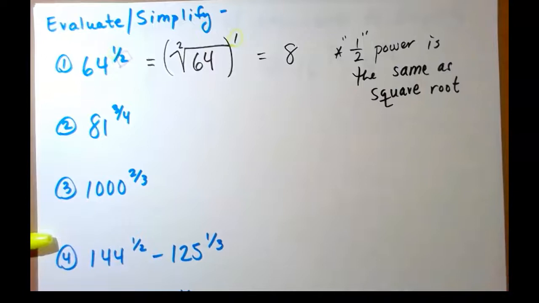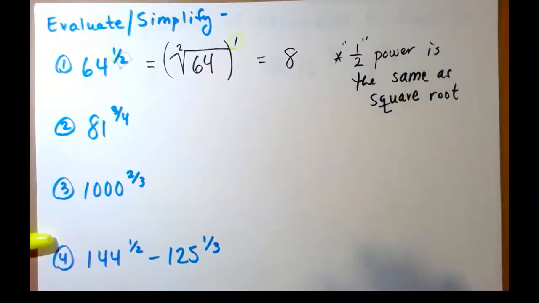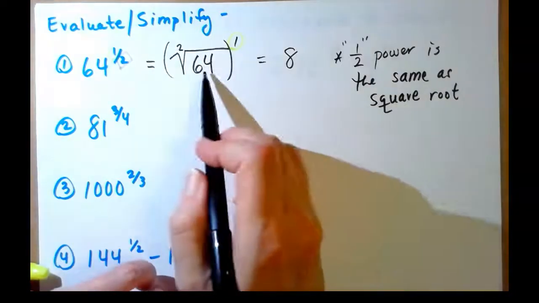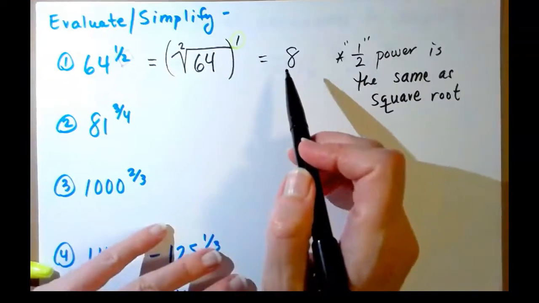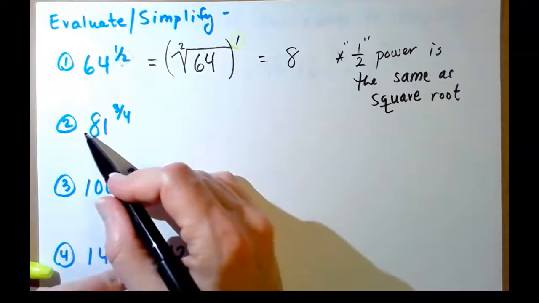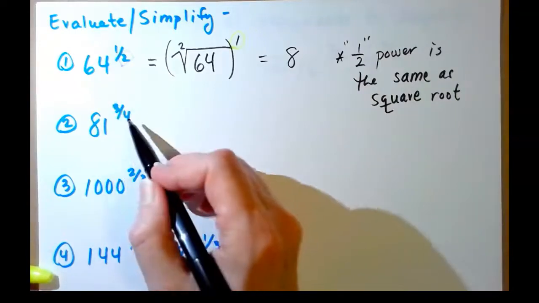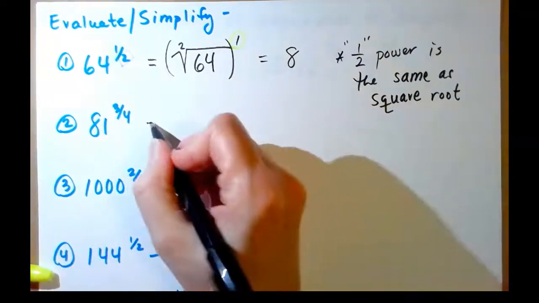The 1/2 power is exactly the same thing as a square root. So the square root of 64 is 8. We simplified. Now let's look at 81 to the 3/4 power.